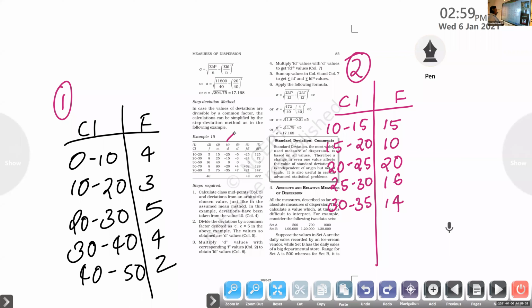The equation is sigma equals root of sigma f d dash square divided by sigma f, minus sigma f d dash divided by sigma f, whole square, multiplied by c here. The common factor will change depending on the numbers or data, so observe it clearly. It is not 5 anymore. Anyway, just check that.